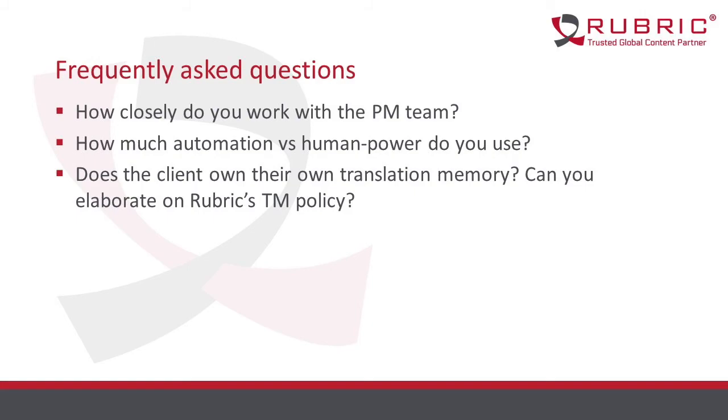But automation is not only machine translation. A lot of the automation we do has to do with this pipeline. So it's the disassembling of your original product, putting that content in front of the translator cleanly, and then reintegrating everything at the end. And really, this is where the bulk of our automation effort goes. So last question, does the client own their own translation memory? And can I elaborate on Rubric's TM policy?